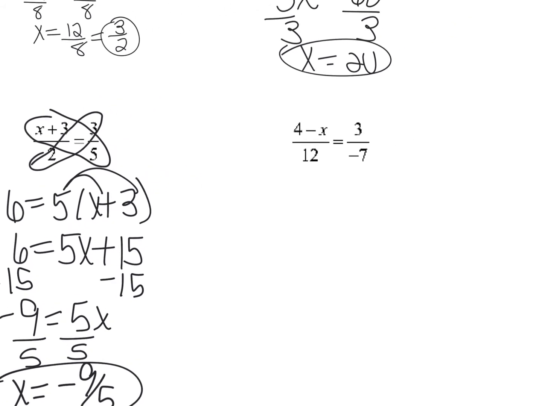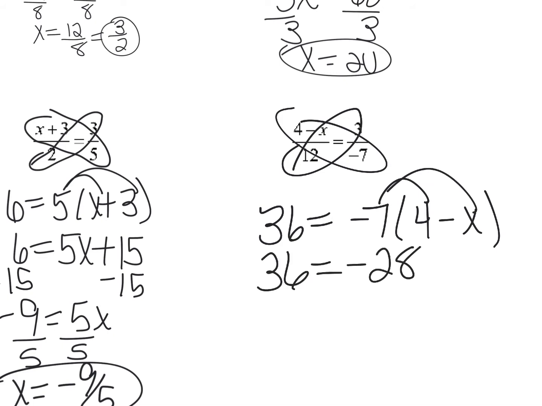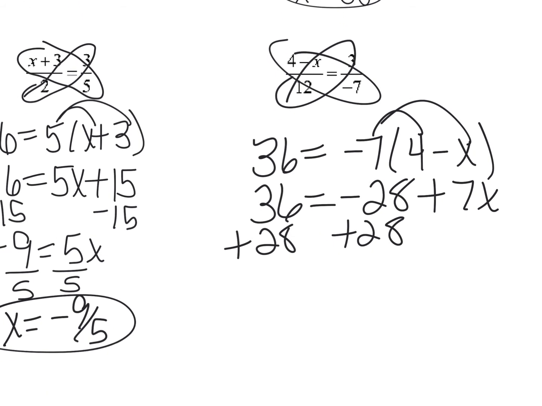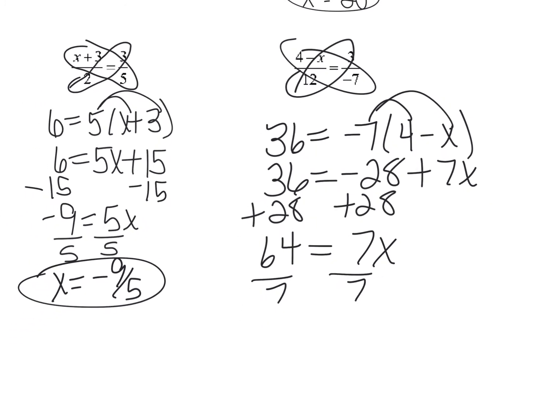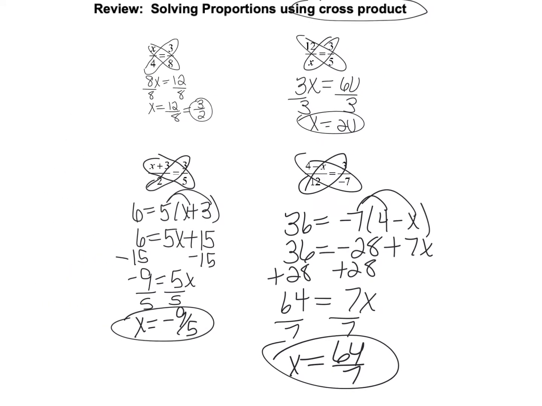Last one, okay, we're going to multiply diagonally. 12 times 3 is 36. Negative 7 times 4 minus x. You have to make sure we distribute that through. 36 equals negative 28 plus 7x. If I add 28 to both sides, I get that over here on the right is still 7x. That's going to be 64, and we can divide by 7 on both sides, and we get that x equals 64 over 7. And unless the directions specifically tell you otherwise, you can just leave it as a fraction.